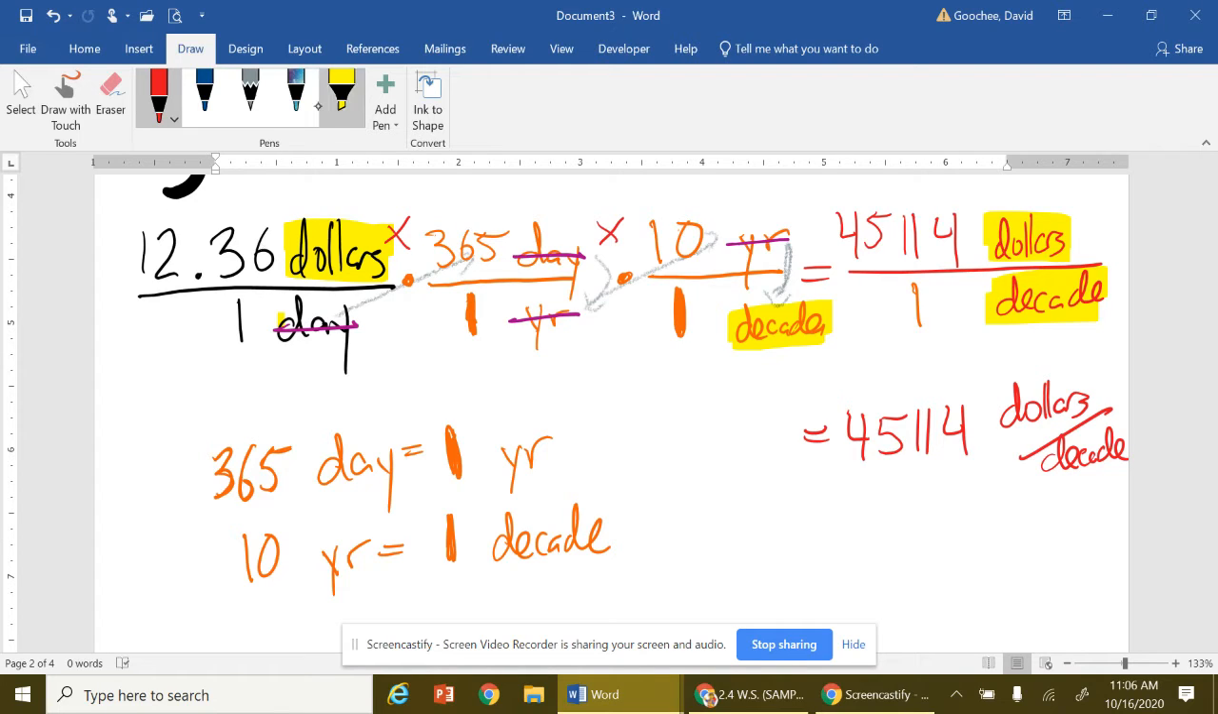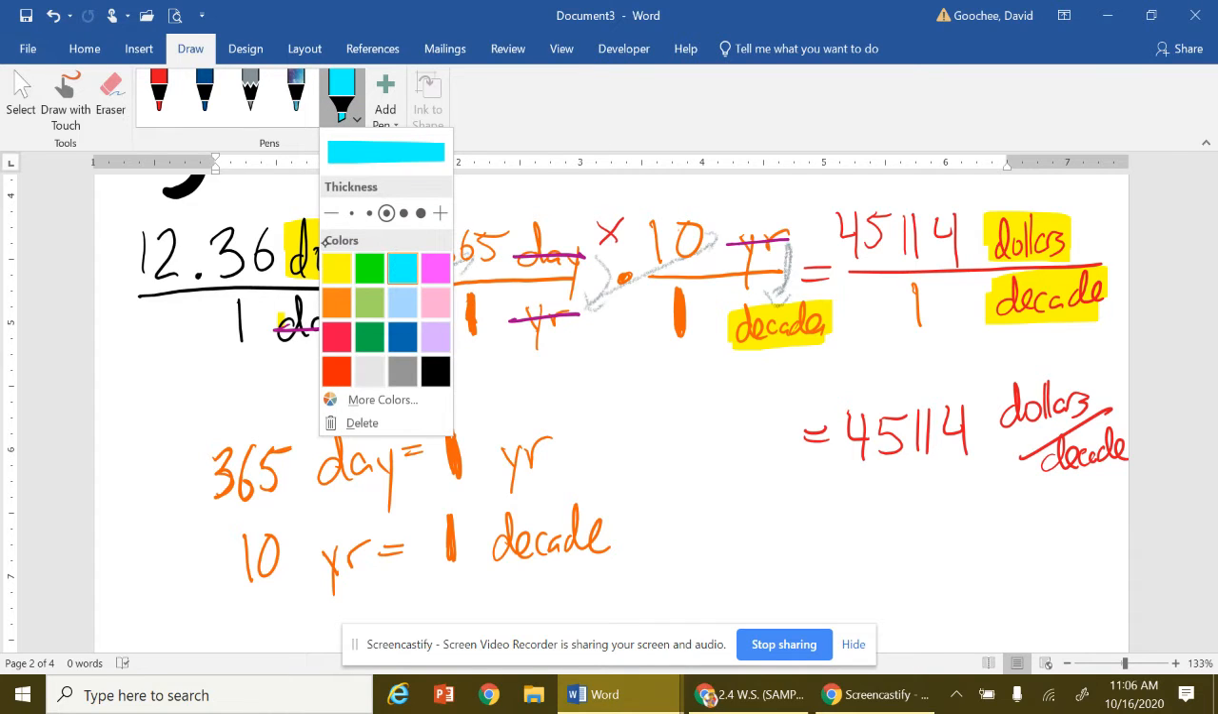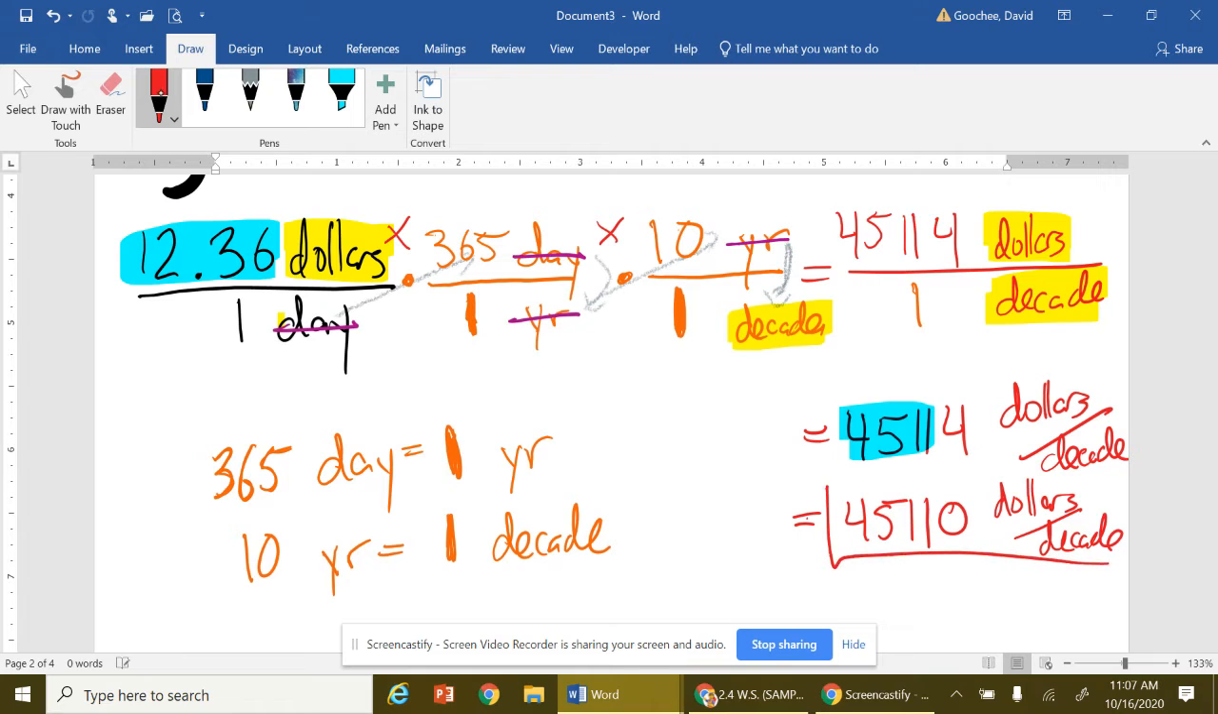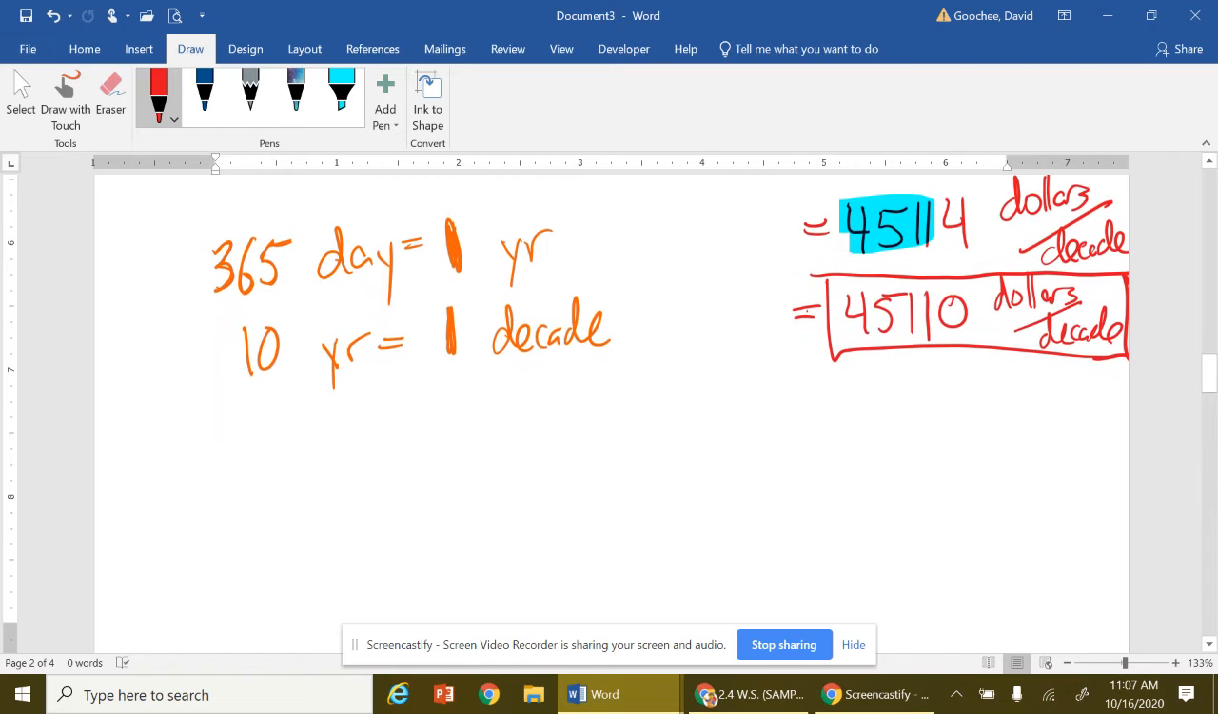But again, I love being pedantic here. We started with 4 significant figures. We get to keep 4 significant figures. So the actual answer is 4511. We get to keep the 4, the 5, the 1, the 1, and we got to round this away. $45,110 per decade. I want y'all to think about that, okay?